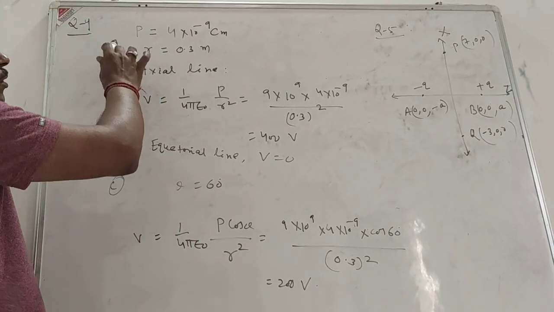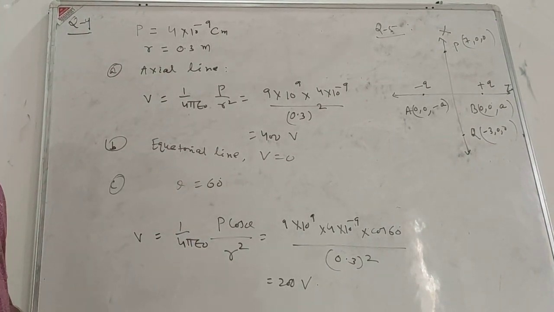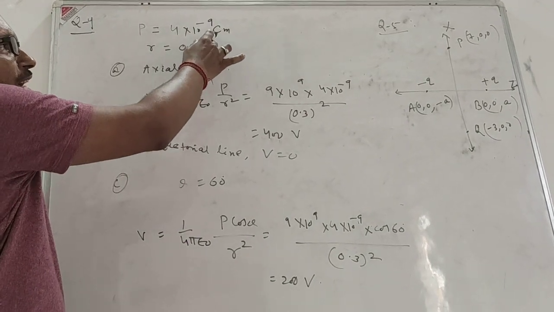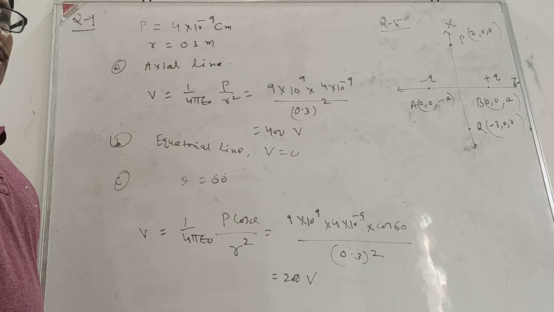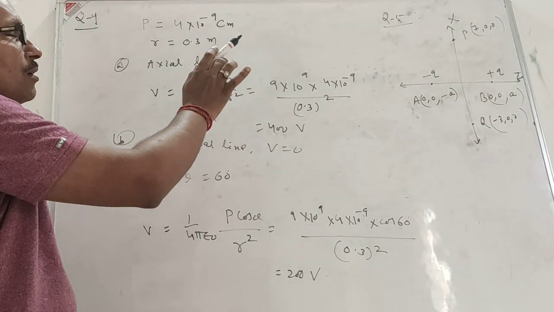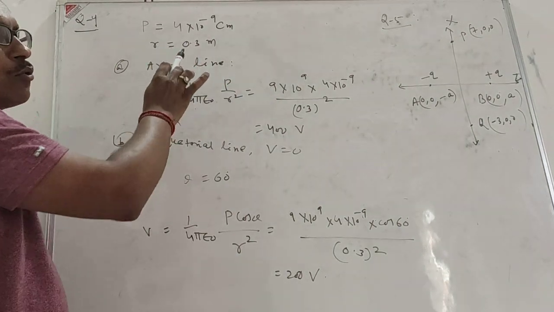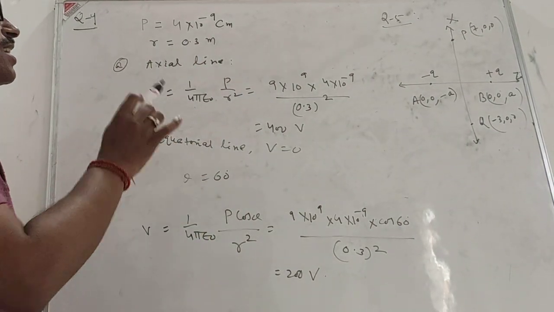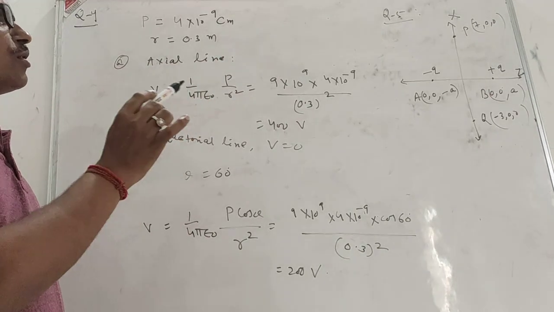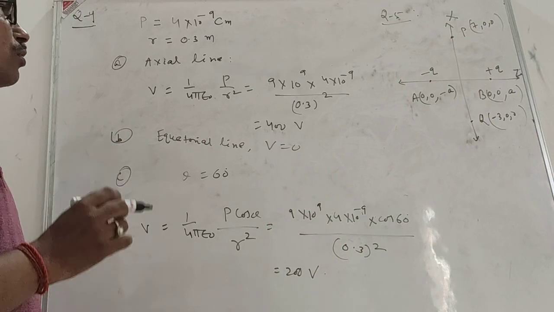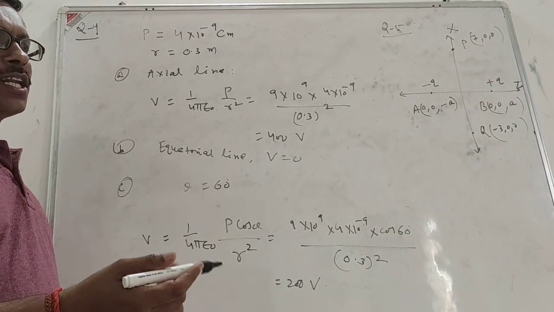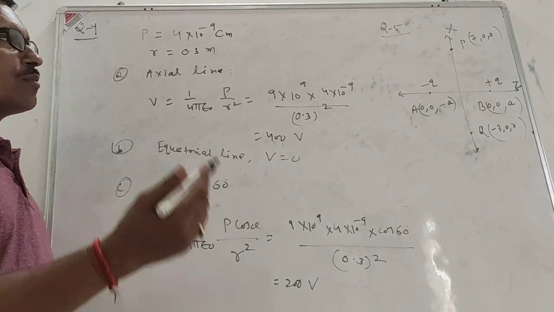Now, question number 4. Let us take an electric dipole whose dipole moment is 4 into 10 to the power minus 9 coulomb meter, and the separation between the two charges is not required. We have to find the electric potential at a distance 0.3 meter from the center of the dipole. So you know that point may lie on the axial line, on the equatorial line, or on any other point.